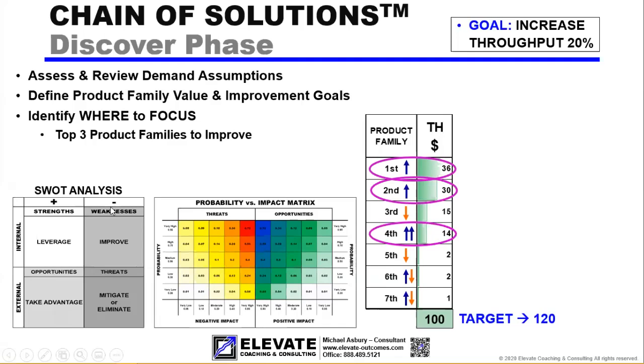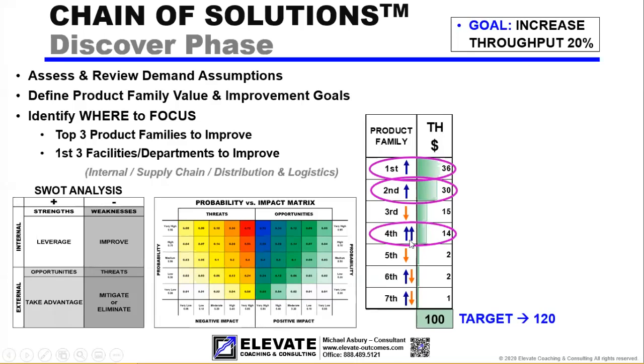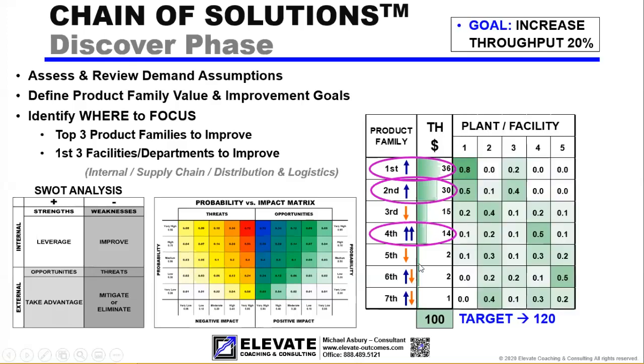Okay. So now we need to figure out where do we need to focus within our organization to make this happen, right? So we need to figure out what facilities do we need to go to and what departments within those facilities do we need to focus on. So we're looking internally, we're looking at our supply chain, and we're also looking at the distribution and logistics, okay? So let's start with internally. We realize that 80% of this product family goes through plant or facility number 1, okay? 20% of it's going through 3, and so on.